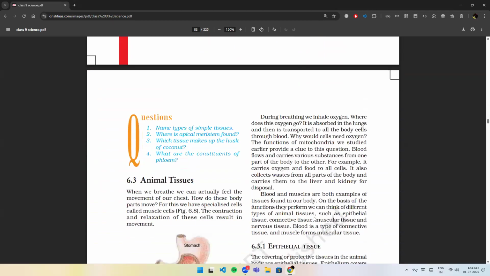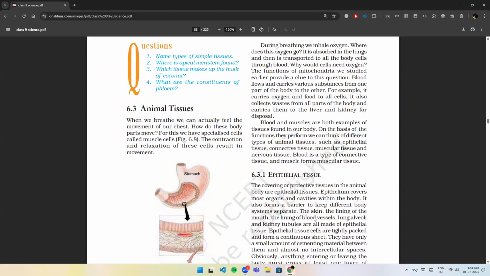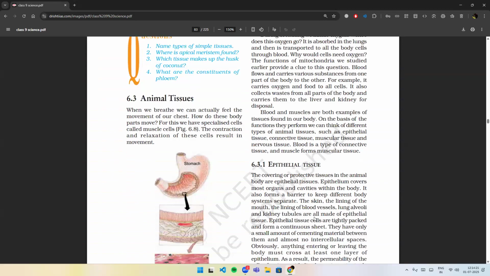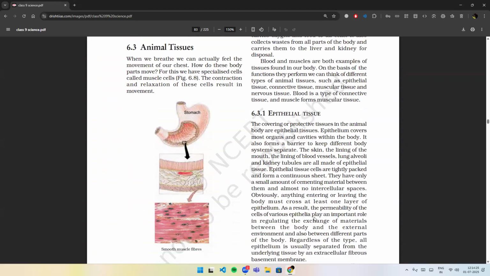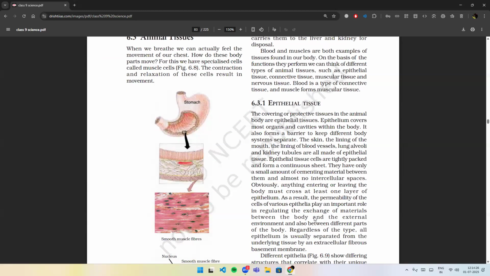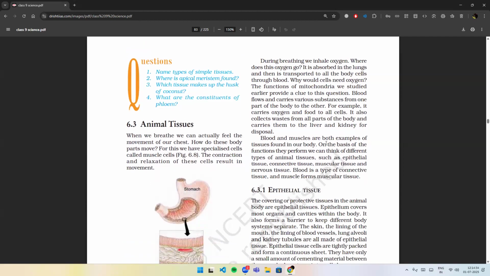Animal tissues. When we breathe, we can actually feel the movement of our chest. How do these body parts move? For this, we have specialized cells called muscle cells. The contraction and relaxation of these cells result in movement. During breathing, we inhale oxygen. Where does this oxygen go? It is absorbed in the lungs and then is transported to all the body cells through blood. Why would cells need oxygen?